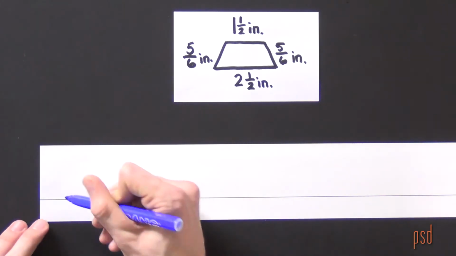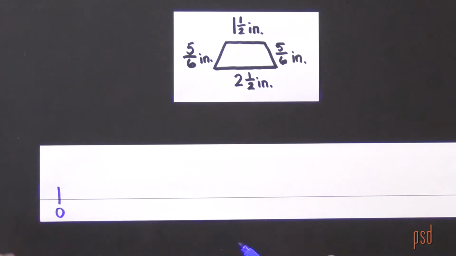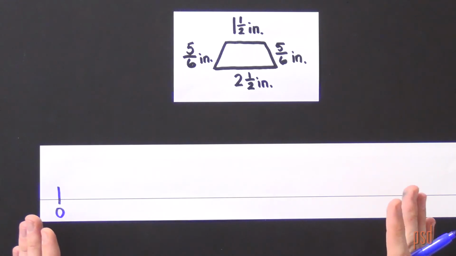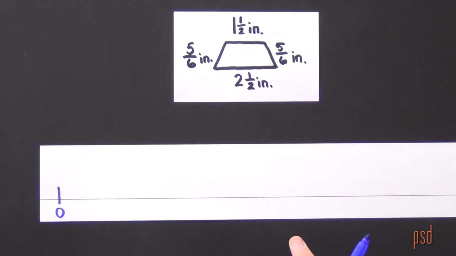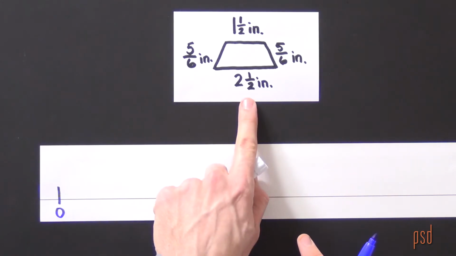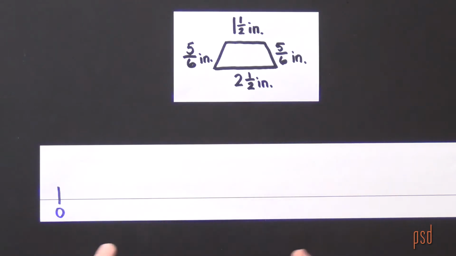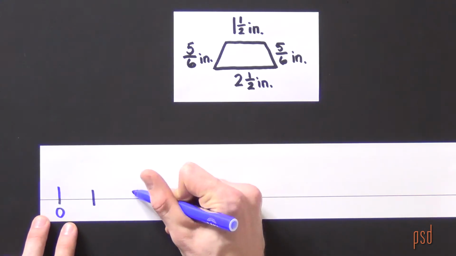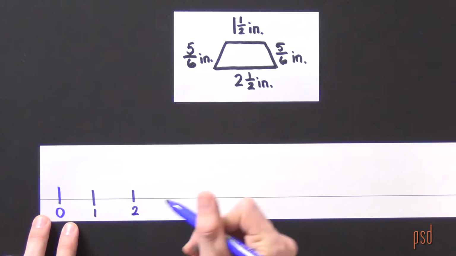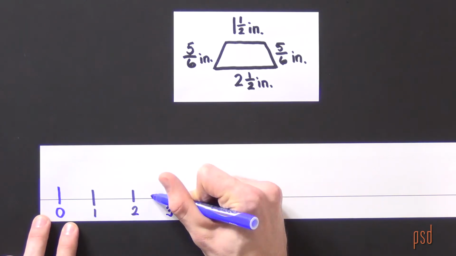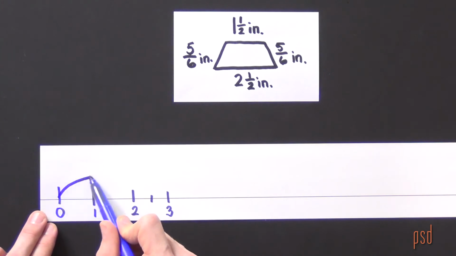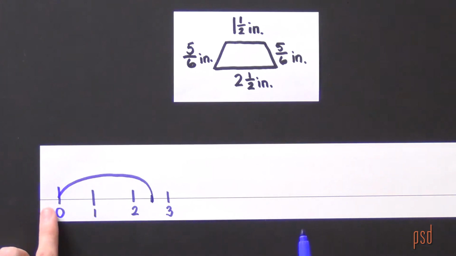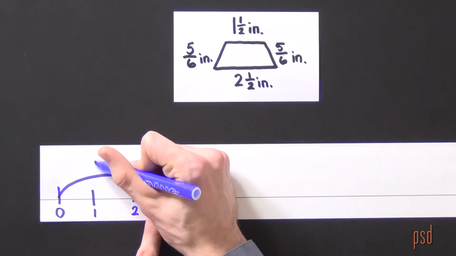I want to mark off where 0 is, and then I need to think about how I want to add these fractions together. Knowing that I can use the commutative property of addition, it doesn't matter which fractions I choose to represent first. And since 2.5 is the greatest and it's easy to represent, I'll show that first. 1, 2, I'll mark 3, and then I'll show a half. So I'm going to show that the length here is 2.5 inches long for the first base.